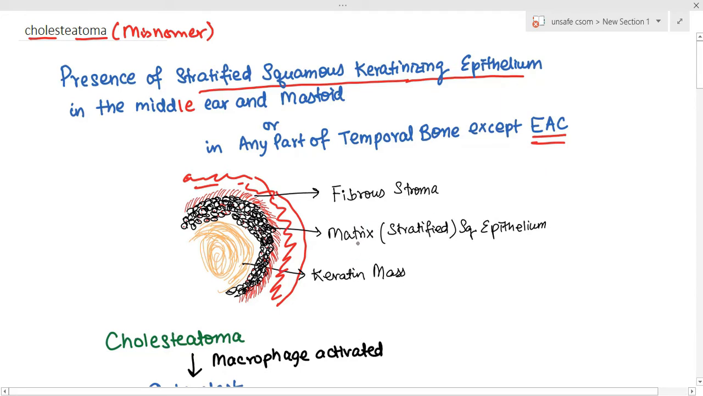If you look at the structure of the cholesteatoma, you can see there are basically two main features: the matrix and the keratin mass. The matrix is a stratified squamous epithelium which rests on a fibrous stroma, and the matrix produces the keratin mass. This is the keratin mass. So this is the cholesteatoma.